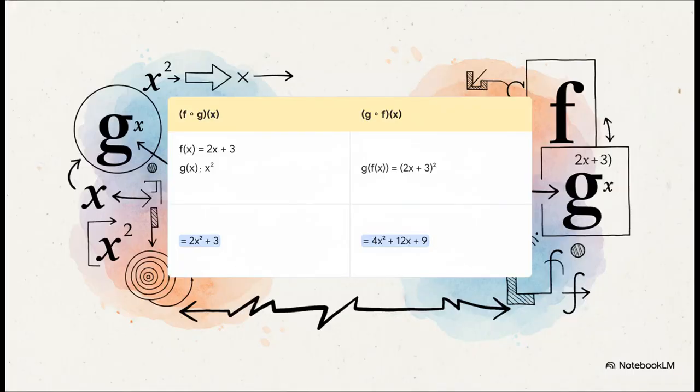So check this out. For f of g of x, we take the entire g function, x squared, and substitute it into f. That gives us 2 times x squared plus 3. But when we reverse it for g of f of x, we take 2x plus 3 and substitute that into g. That gives us the whole quantity of 2x plus 3 squared, which is a totally different formula. The takeaway here is huge. Unlike regular multiplication, in function composition, the order you do it in matters a lot.